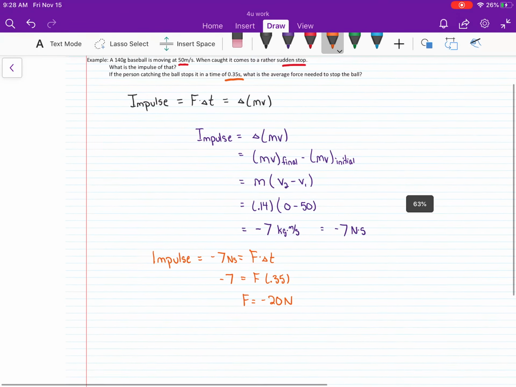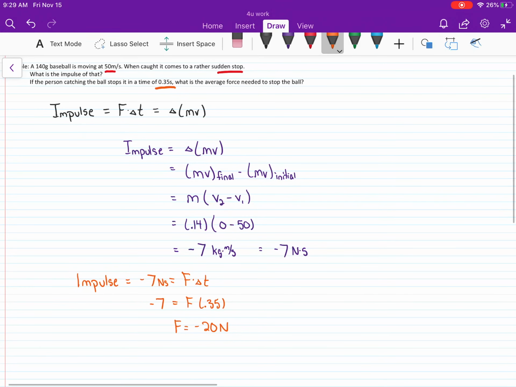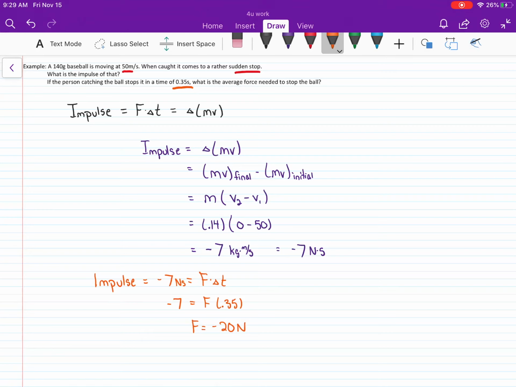In both of these answers, the negative is just to help us with the direction. The way it was worded, our baseball was moving 50, so impulse is a vector. The negative impulse, the -7 kilograms meters per second, or -7 newton seconds, the negative part just tells us it's in the opposite direction compared to the 50. Similarly, getting an average force of 20, the -20 tells us that it's in the opposite direction of the initial speed.